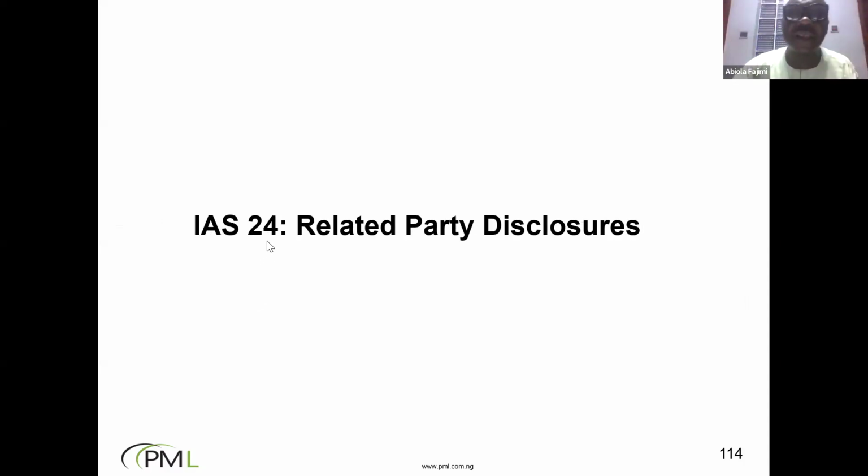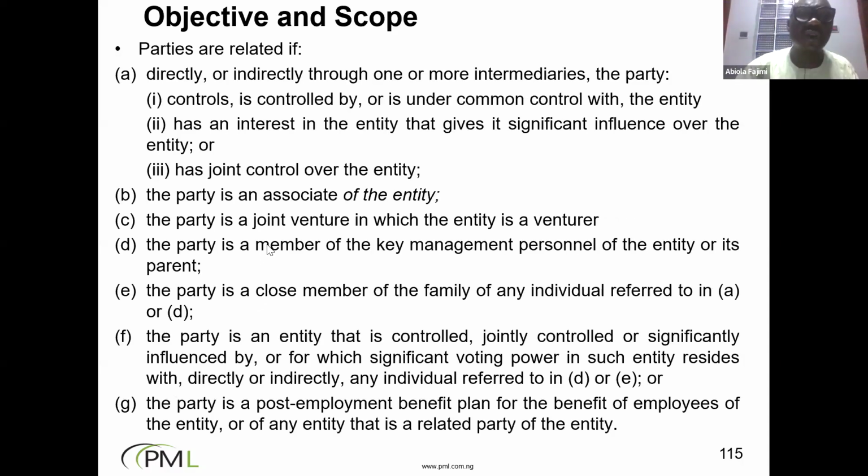I think this should be the last standard, and this is a disclosure standard. Essentially, it talks about what you need to disclose. First is who is related. A party is related if, directly or indirectly through one or more intermediaries, the party controls, is controlled by, or is under common control.